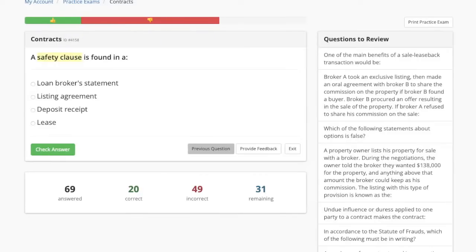Okay. A safety clause is found in: A, loan broker statement, B, a listing agreement, C, a deposit receipt, or D, a lease. And the answer is listing agreement.